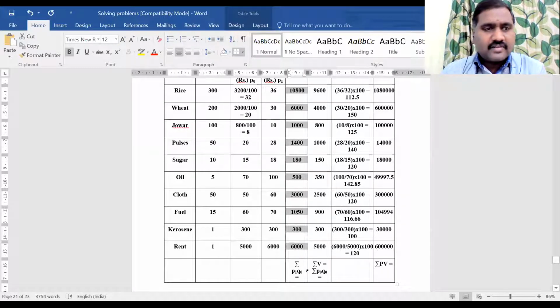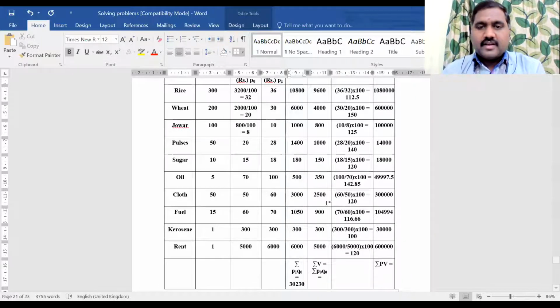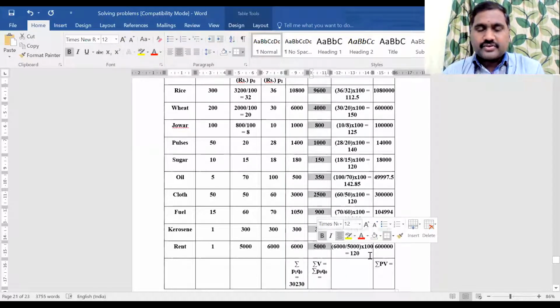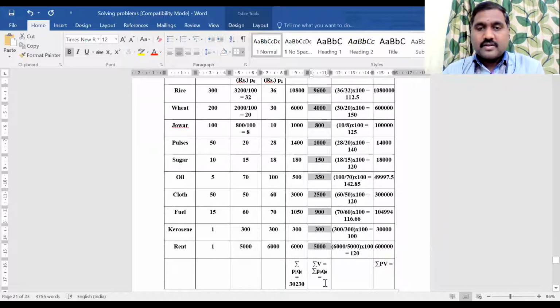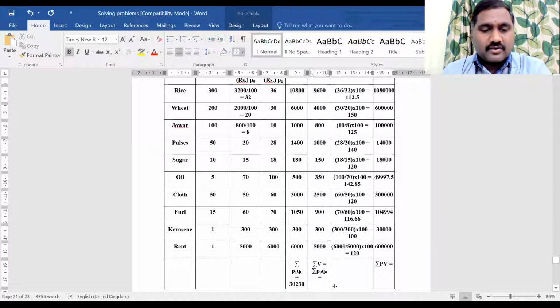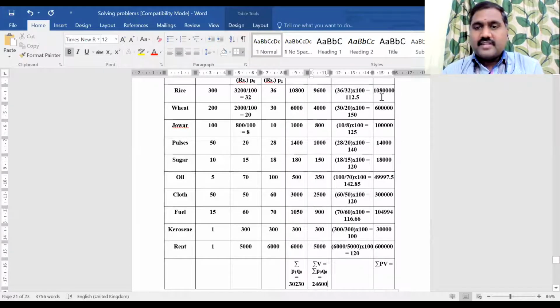Yes, Arvind has given the value 30,230. Right, fine. Now tell me this next summation V or summation P0 Q0 value. 9,600 plus 4,000. Yes, Rihanna, good. Thank you. 24,600. Good. And we need this PV also, right? So please carefully calculate PV value.